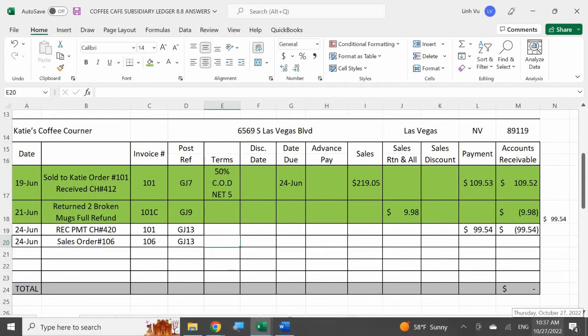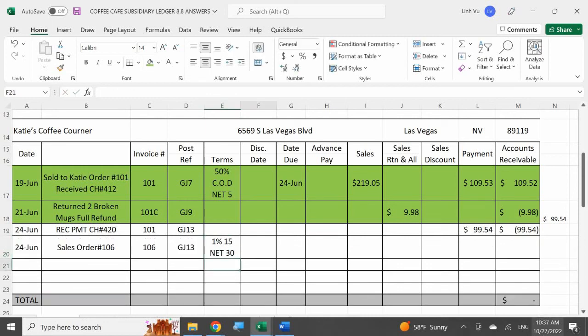Well, okay, so we gave her 1% terms, 15 net 30, right? So, what day does Katie have to pay to get the discount? What date? The 15, so she had like 15 days. So would it be July? July 4th, plus 5 more days. July 9th.